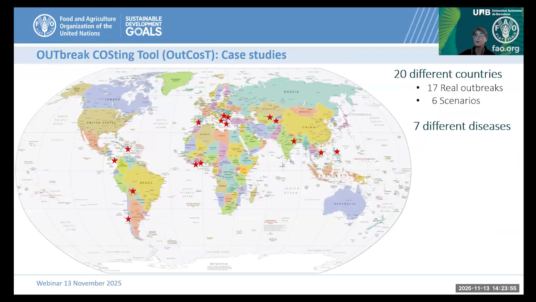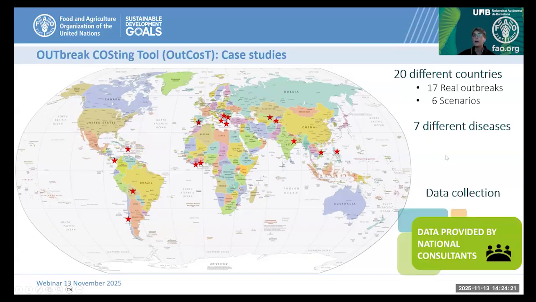To date, we have used this tool with more than 20 countries and more than 20 case studies. 17 were real estimation, retrospective estimation of real outbreaks, and 6 case studies focused on scenarios. And the tool has been validated with 7 different diseases across the 3 species.